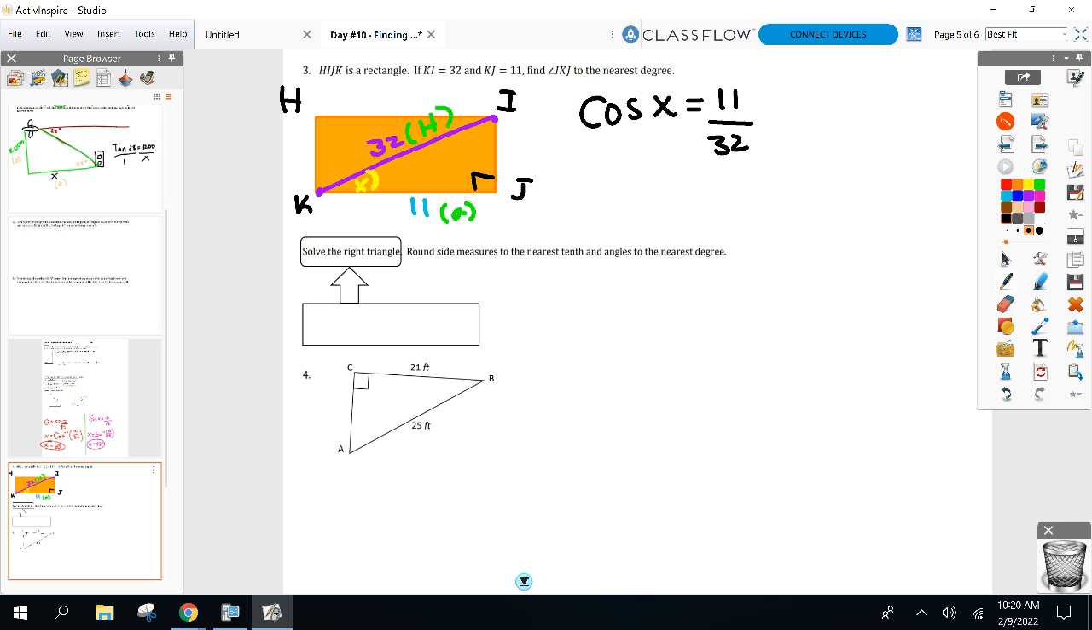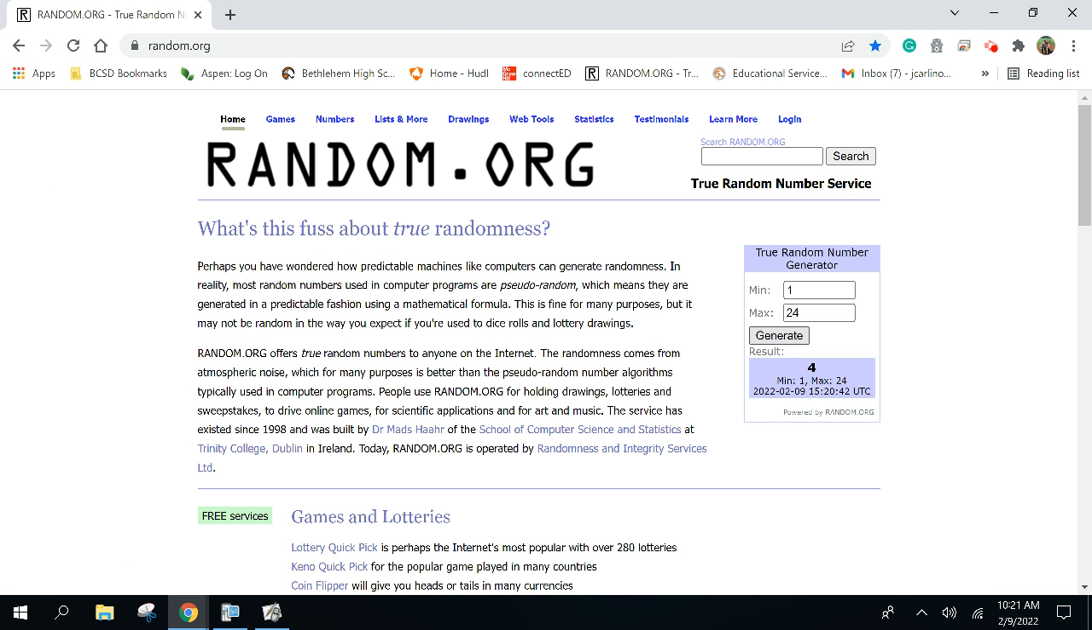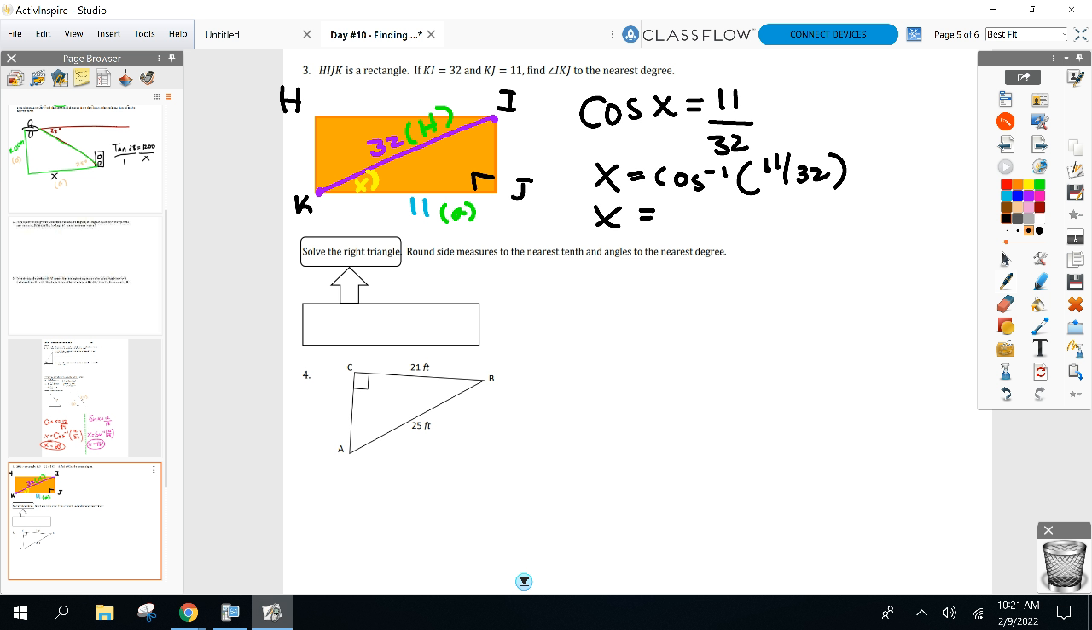Find an angle, we use the inverse. We don't cross multiply. And when you're ready, what is that angle there? Nearest degree, 70 degrees. Good deal. We're smooth sailing today, huh?